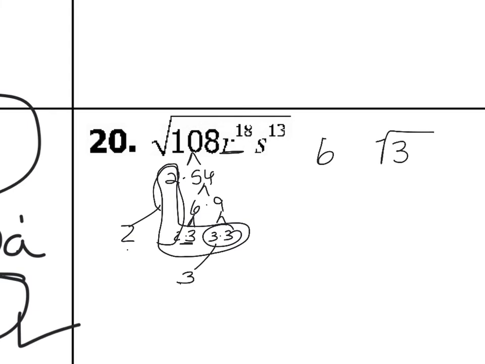And my r's, r to the 18. So 18 divided by 2 is 9 with no remainder. And then s's, we had s to the 13. So 13 divided by 2 is 6 with a remainder of 1. Okay? Let's check our answer.